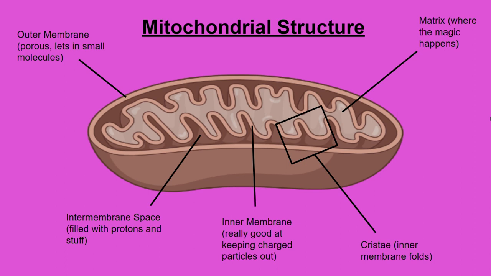These folds are called cristae, and it's really good at keeping charged particles out. And the final part is the matrix, the space inside the inner membrane, and that's where all the energy is actually produced. The outer membrane is porous, but mitochondria aren't that big. They can't let a molecule as big as glucose in. So how do mitochondria make energy if they can't use glucose? Remember that glycolysis thing I mentioned earlier?